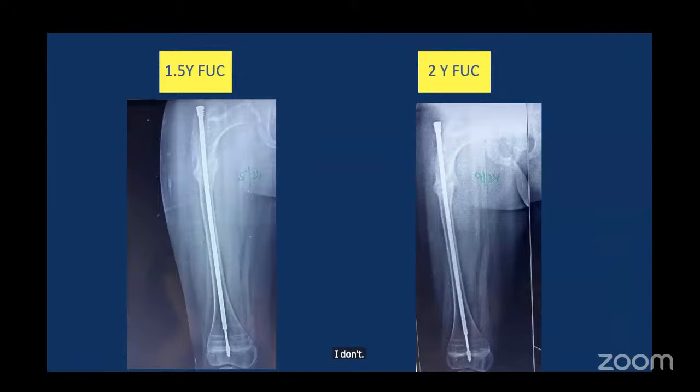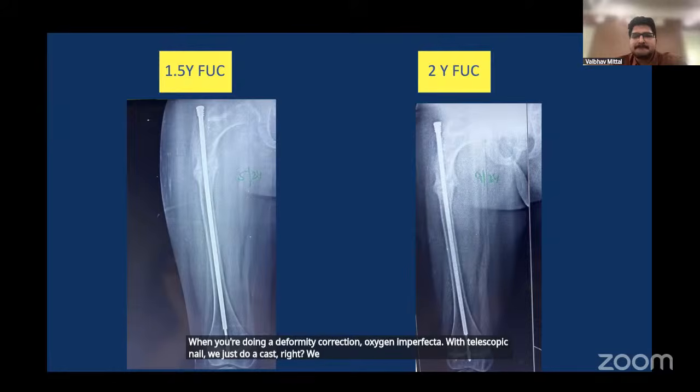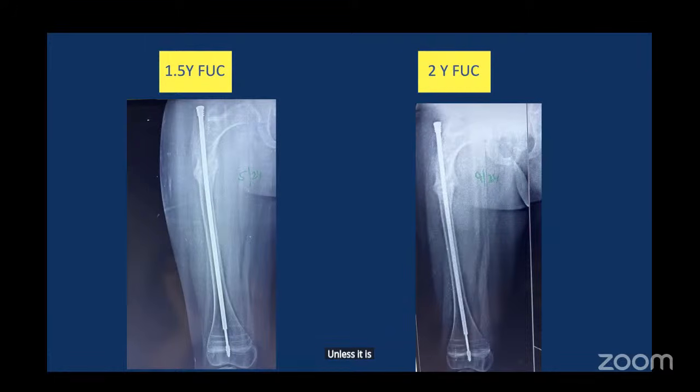So we do telescopic nail. We do multiple osteotomies. When you're doing a deformity correction of osteogenesis imperfecta with telescopic nail, we just do a cast, right? We don't do plating as such unless it is grossly unstable. And this doesn't look to be.